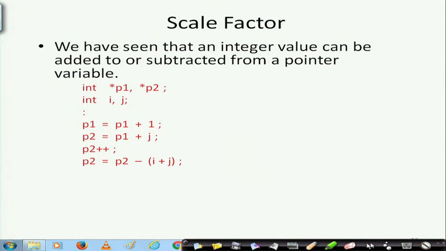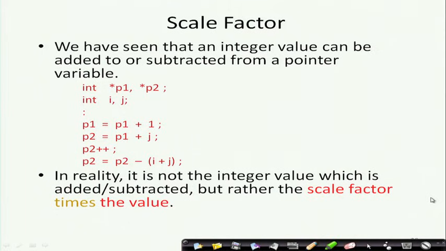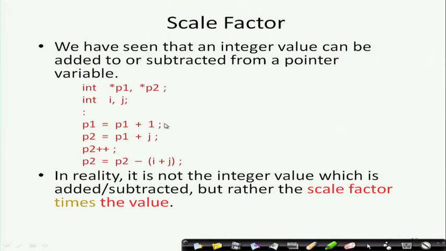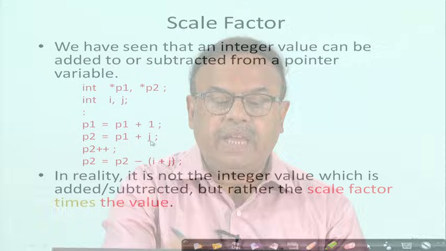Next, in reality it is not the integer value which is added or subtracted, but rather the scale factor times the value. That is, 1 means 1 times the size of the integer. So, j times the size of an integer, 2 bytes, 4 bytes, that is why it is called the scale factor. Okay. So, this is not this 1, but next, 1 next, 2 next, here jth next, like that.